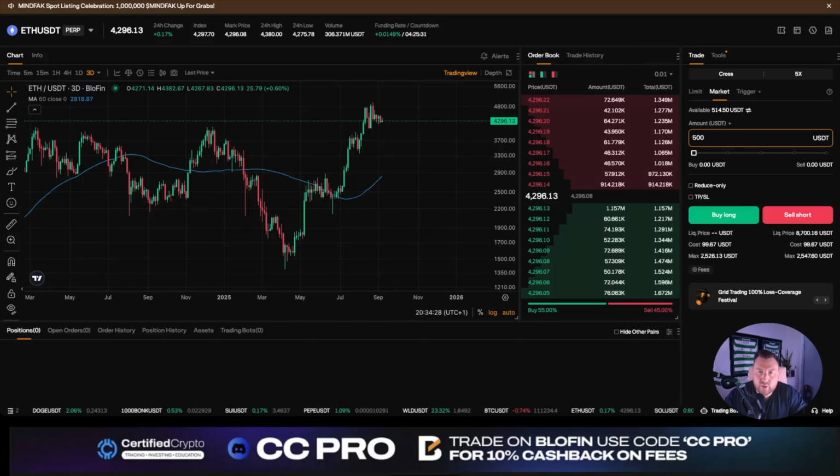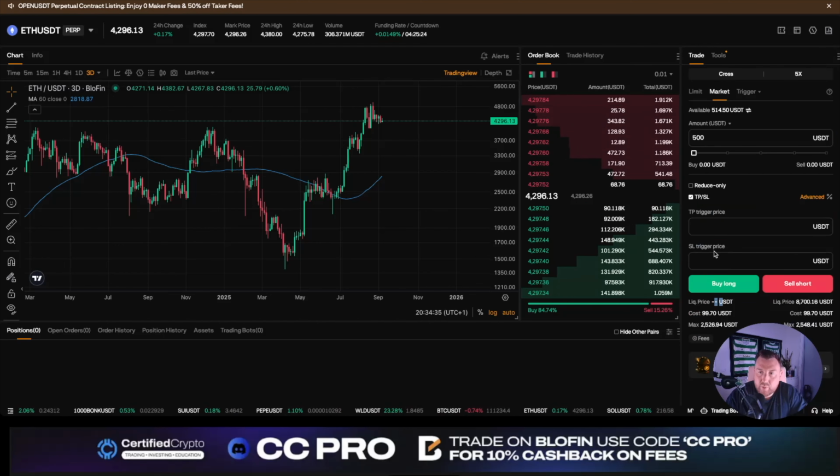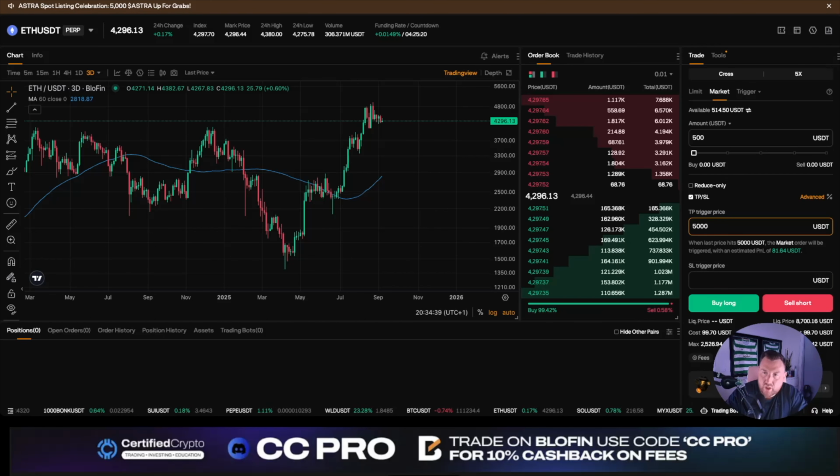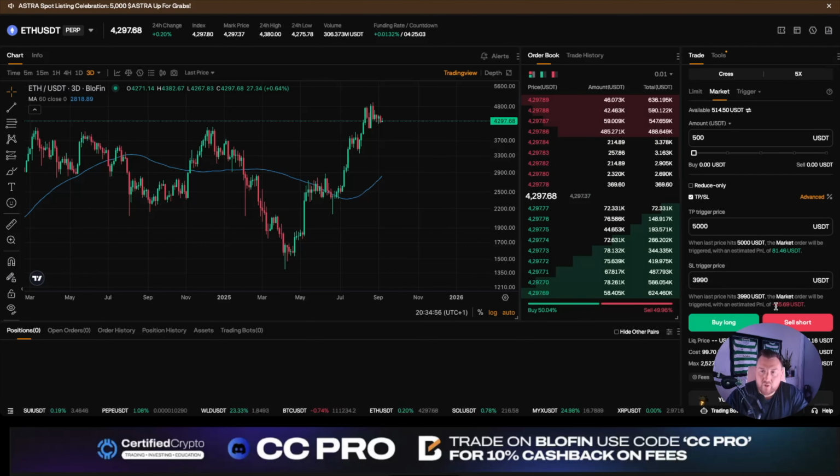That's a $100 trade. As you can see, that would give us 0 liquidation price, which is obviously very safe. And then we can type in our take profit, which I'm going to put at $5,000, and stop loss I'll put at $3,990, so just below that $4,000 level. As you can see, it's not a massive trade, it's only $100. If it goes to $5,000, we make $81.47. If it goes to our stop loss, we lose $35.